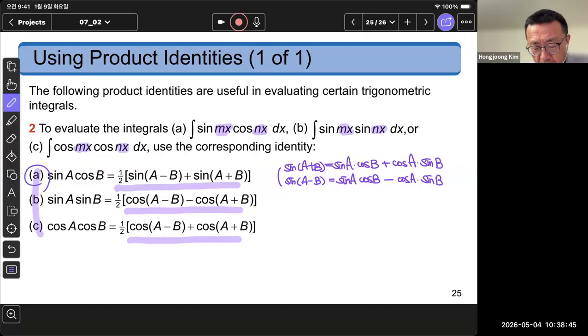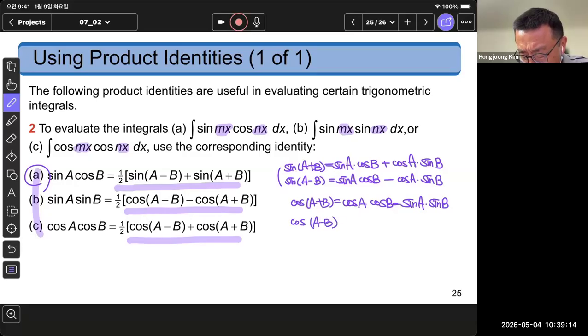So from this, we can derive the first. And for the second and third one, you need to remember the next: cosine of A plus B is cosine A cosine B minus sine A sine B, and cosine of A minus B is cosine A cosine B plus sine A sine B. So if you remember these formulas, we can easily derive A, B, and C. Using these formulas, we can split the product as the sum or difference of two trigonometric functions.